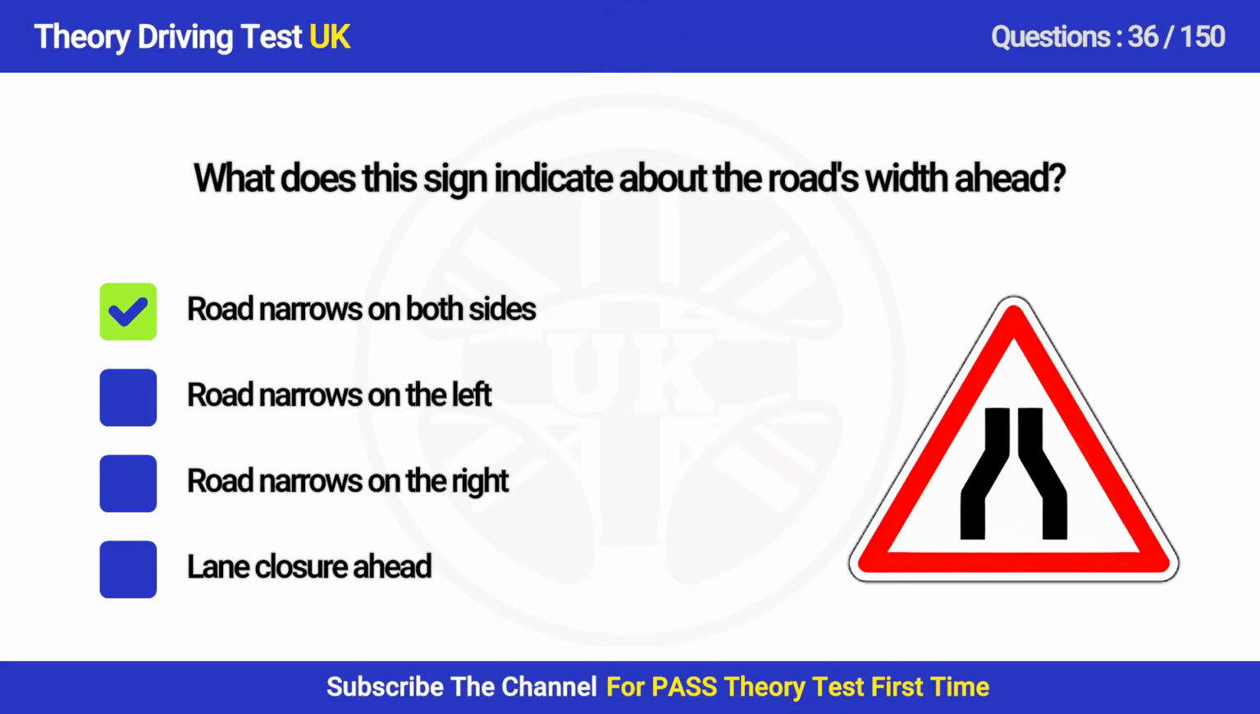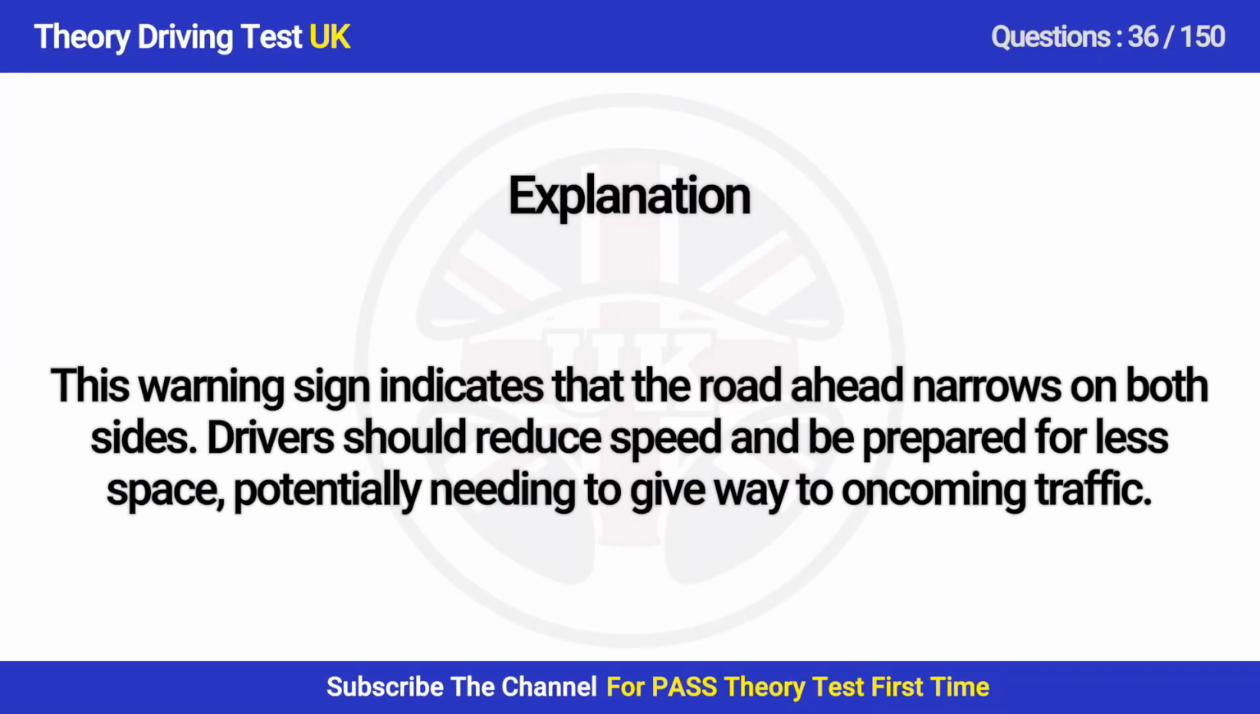Answer is A. Road narrows on both sides. This warning sign indicates that the road ahead narrows on both sides. Drivers should reduce speed and be prepared for less space, potentially needing to give way to oncoming traffic.